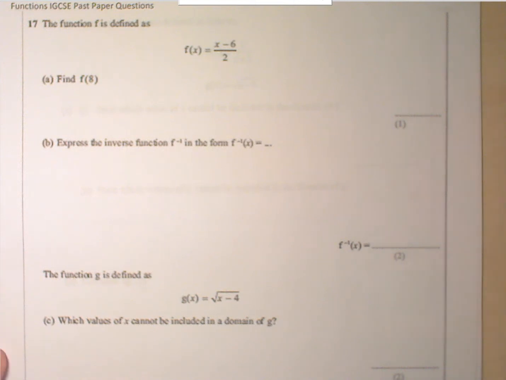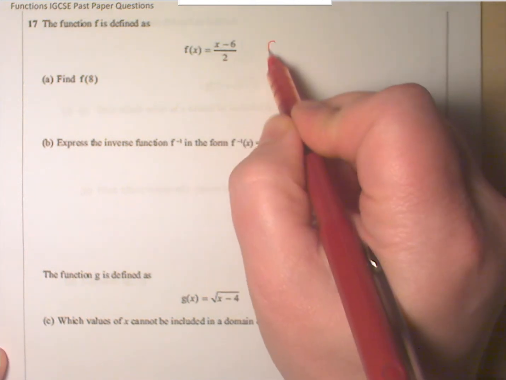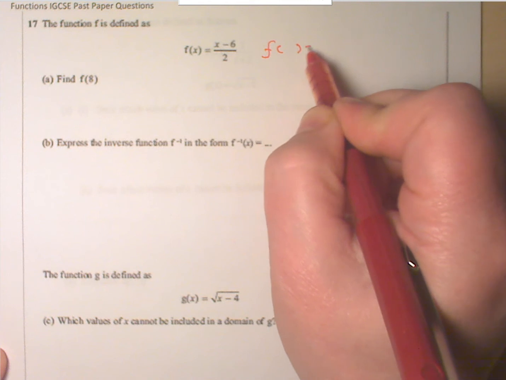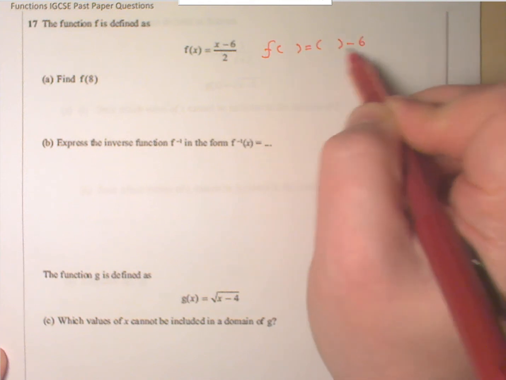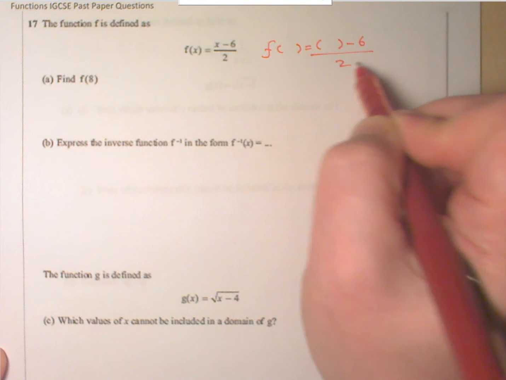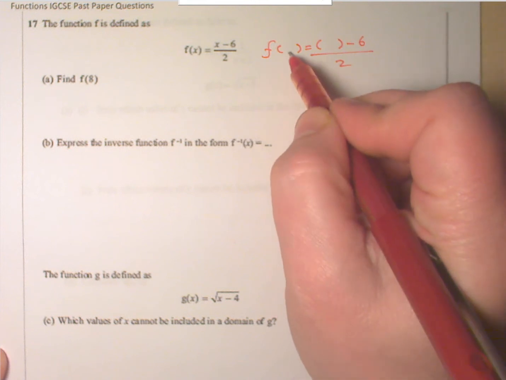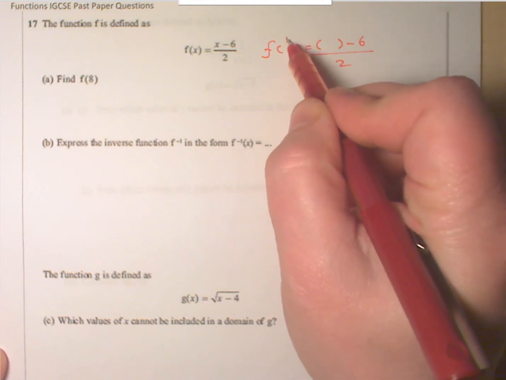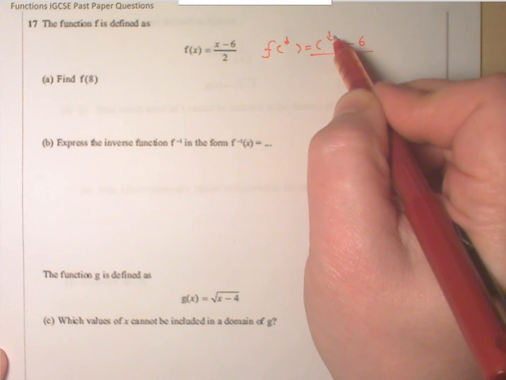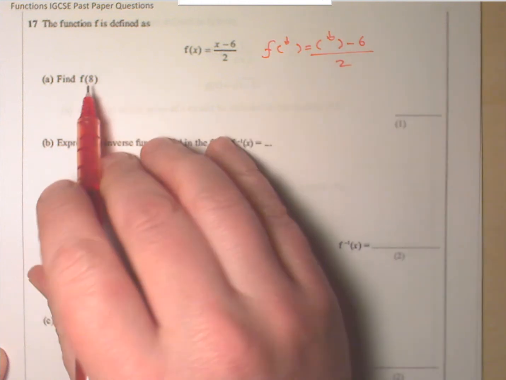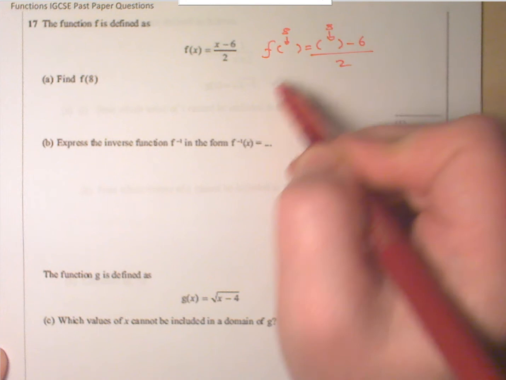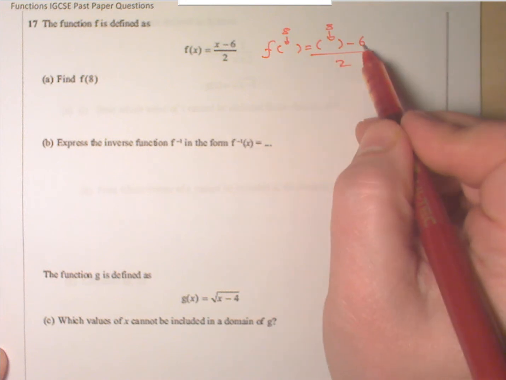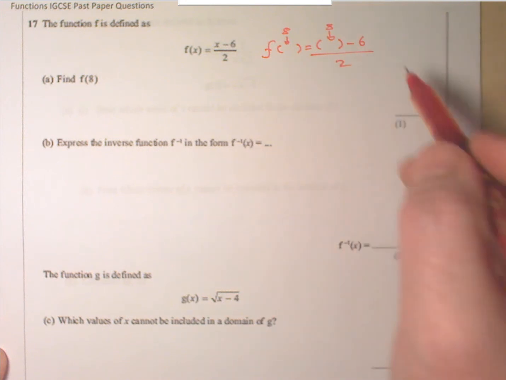Okay, so here we've got this, and remember what we're looking at is replacing the x with some open brackets ready to receive an input. Whatever goes in here is going to go in here. And the first thing I want us to do is to put 8 in. So let's put 8 in. And so we're going to get 8 take away 6, which is 2. 2 over 2 gives me 1.